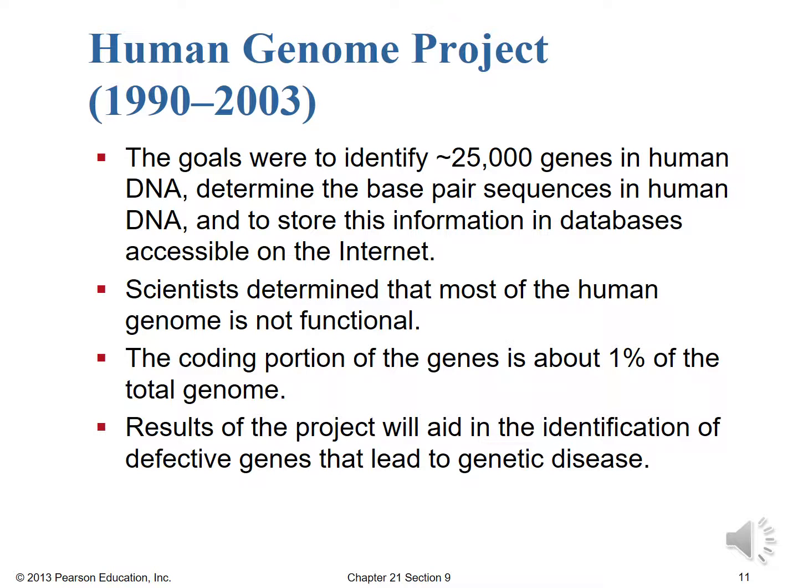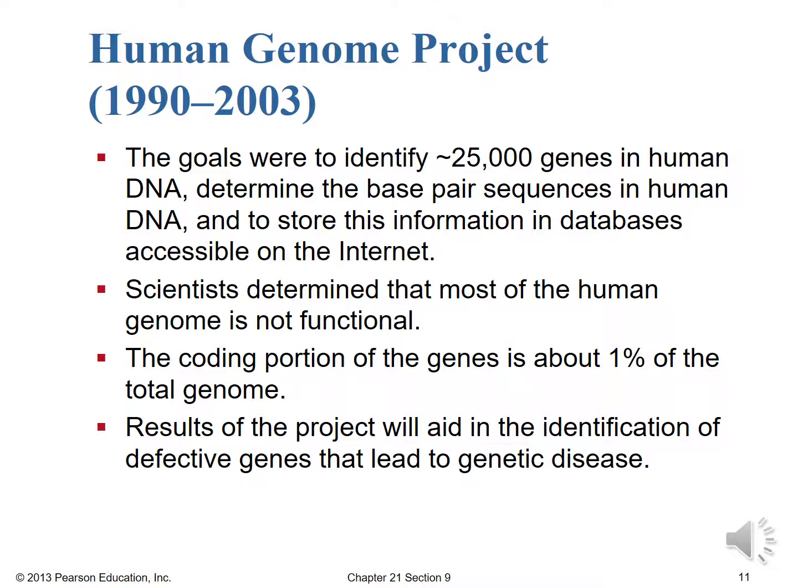In addition to that narrow application in forensic science, we can also think about DNA technology in terms of the Human Genome Project, which went on for 13 years. From 1990 to 2003, scientists were involved in the project. I wasn't personally involved, but scientists were. The goals were to identify the approximately 25,000 genes in human DNA, determine the base pair sequences of human DNA, and store this information in databases accessible on the internet.